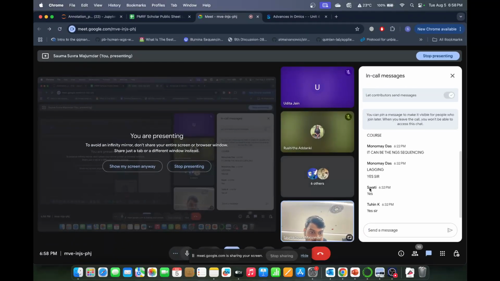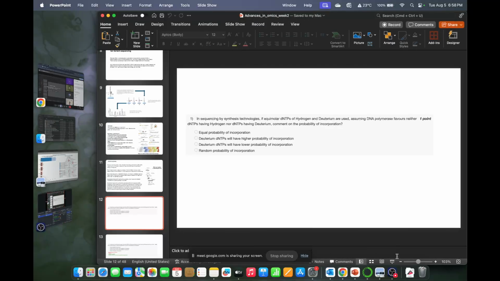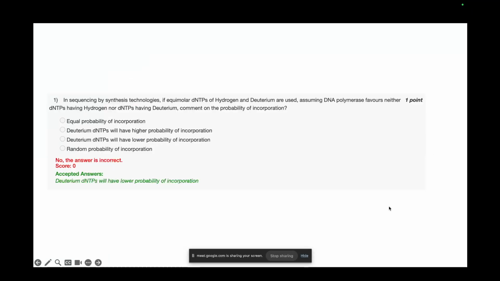Okay. Do we have any answers? The answer is that deuterium dNTPs will have lower probability of incorporation due to two things. Firstly, the bond formation: the difference between hydrogen and deuterium will be slightly different, and the affinity for hydrogen will be much higher compared to deuterium, which is the heavier isotope of hydrogen. So if you have equimolar dNTPs of hydrogen and deuterium, most probably hydrogen will be incorporated and deuterium will have a low probability of incorporation. It's because of the size and molecular weight difference between hydrogen and deuterium, since it's a heavier component. Okay, moving on.